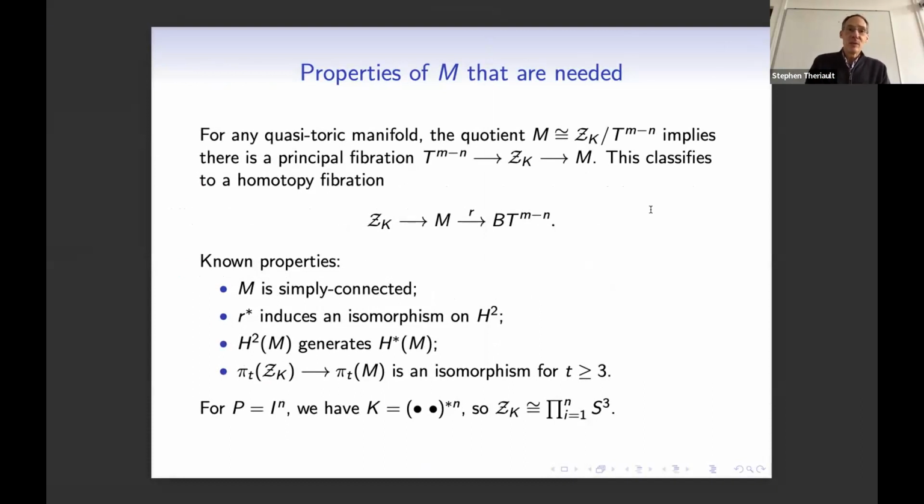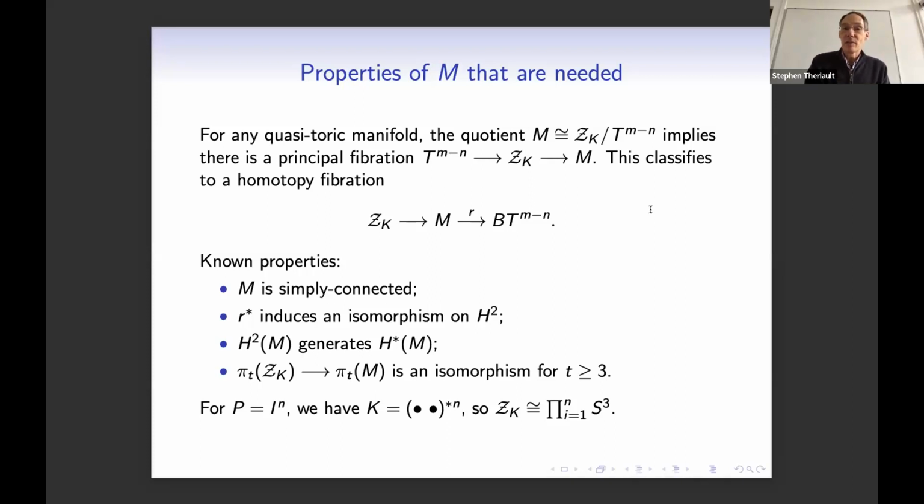Okay, so to begin with, any quasi-toric manifold, the Buchstaber-Panov results show that you can express that as a quotient where you have an associated moment angle complex mod out torus. And that quotient means you have a principal fibration. So the quasi-toric manifold sits as the base, the moment angle complex as the total space, and the torus is the fiber. And the fact that it's principal means it classifies to a homotopy fibration, where now the total space is the quasi-toric manifold, the base is the classifying space of the torus, and the fiber is the moment angle complex. And there are some known properties.